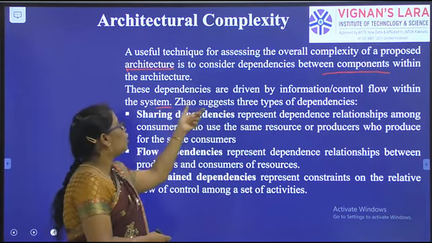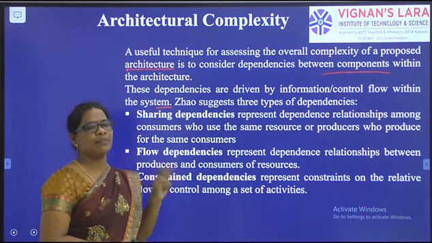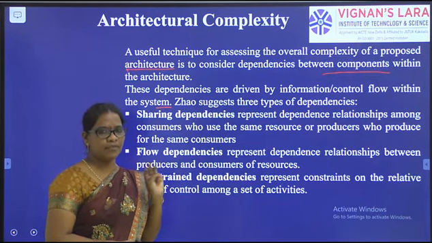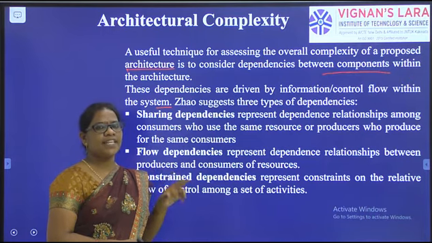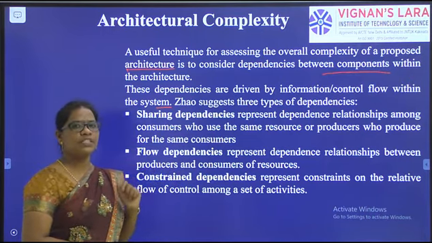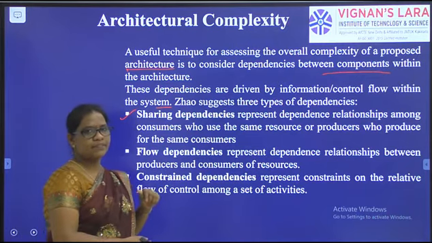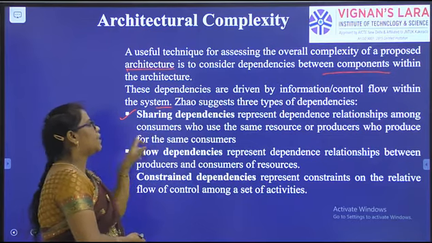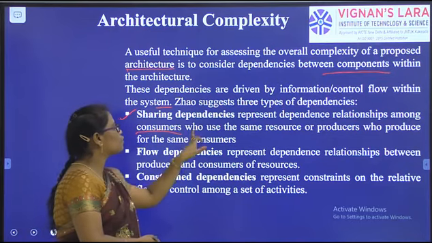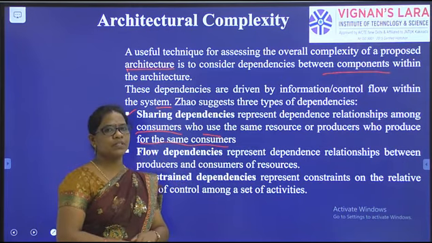Jaho suggests 3 types of dependencies. Basing upon these types of dependencies, we can say there is a complexity in the architecture. What are those dependencies? The first one, sharing dependencies. They represent dependency relationships between consumers who use the same resource or producers who produce for the same consumers.